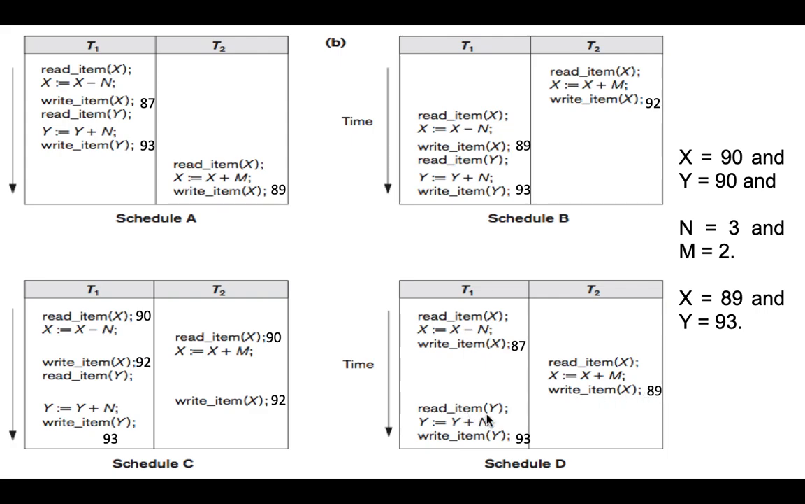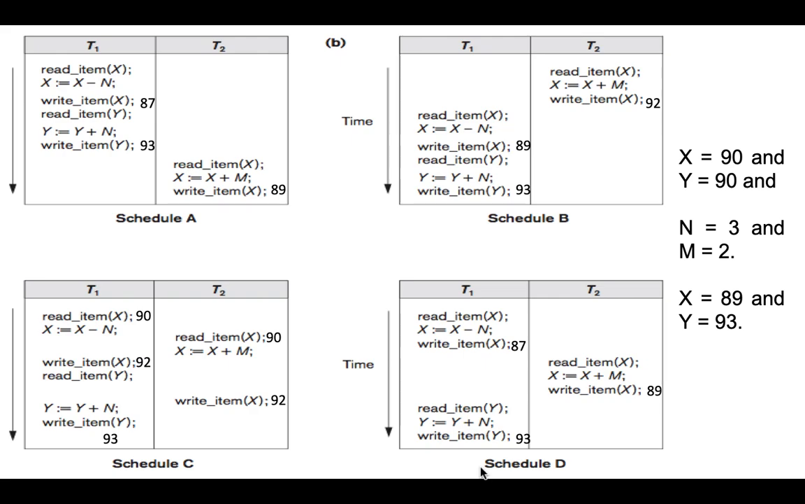Read item y 90 plus 3 93, write item y 93. So over here we get x as 89 and y as 93. So in the schedule D we are getting the same result as schedule A and schedule B. So even though schedule D is occurring in a non-serial manner or an interleaved manner, it is producing the same result as that of the serial schedule, schedule A and schedule B. So schedule D we can term it as serializable. Schedule D is serializable.